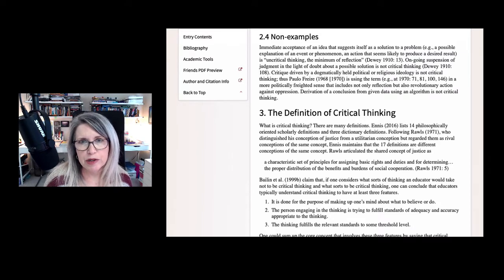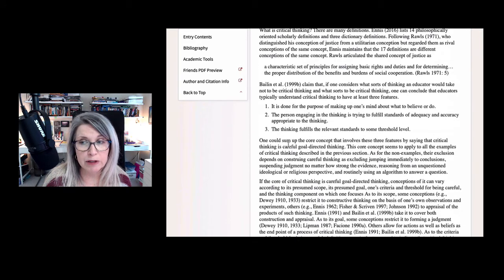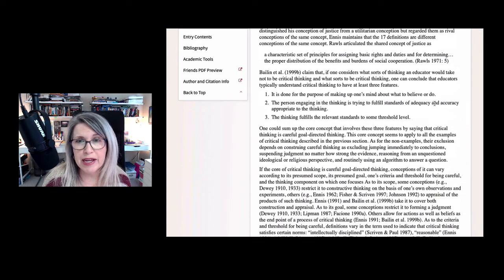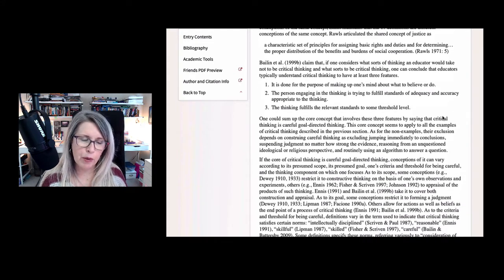So what is critical thinking? As he said before, there are many definitions, etc. But why do we do it? It's done for the purpose of making up one's mind about what to believe or do. The person engaging in the thinking is trying to fulfill standards of adequacy and accuracy appropriate to the thinking. Do you think it might be important to be accurate about what other people benefit from and don't benefit from, especially total strangers, especially small children?